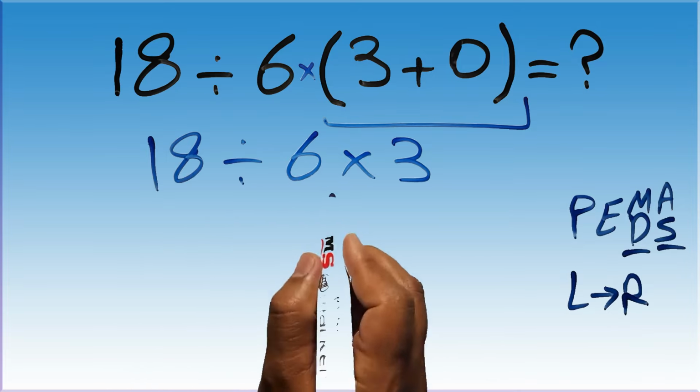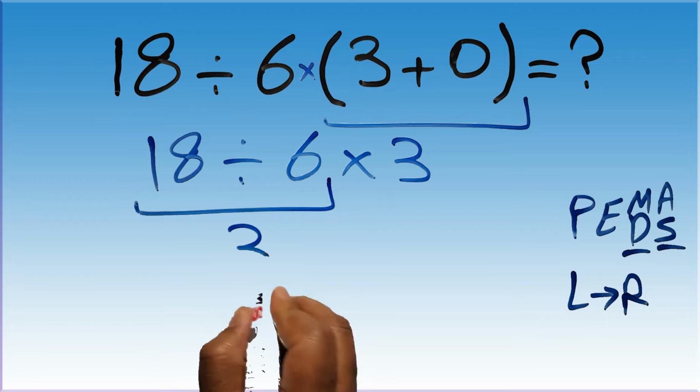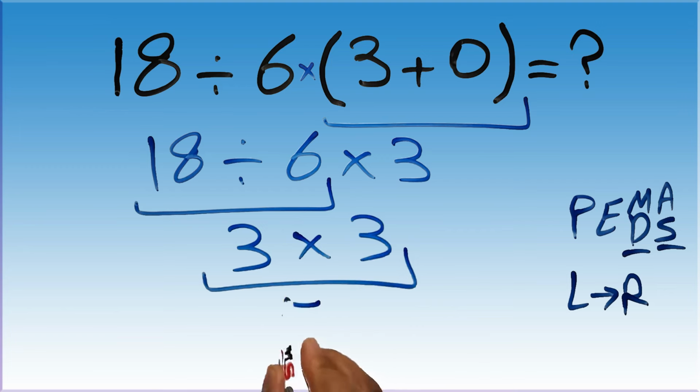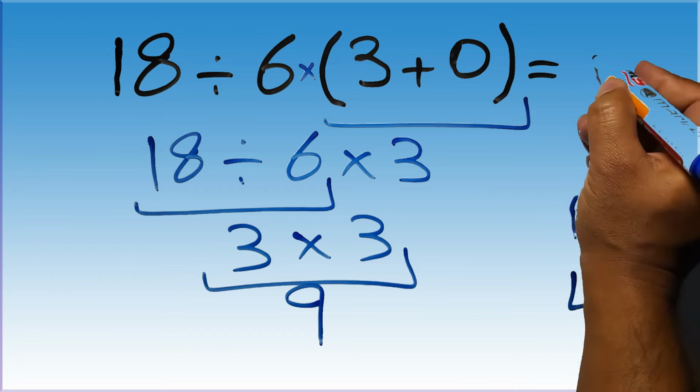18 divided by 6 is just 3. So 3 times 3, which gives us 9. And this is our final answer to this problem. The correct answer is 9.